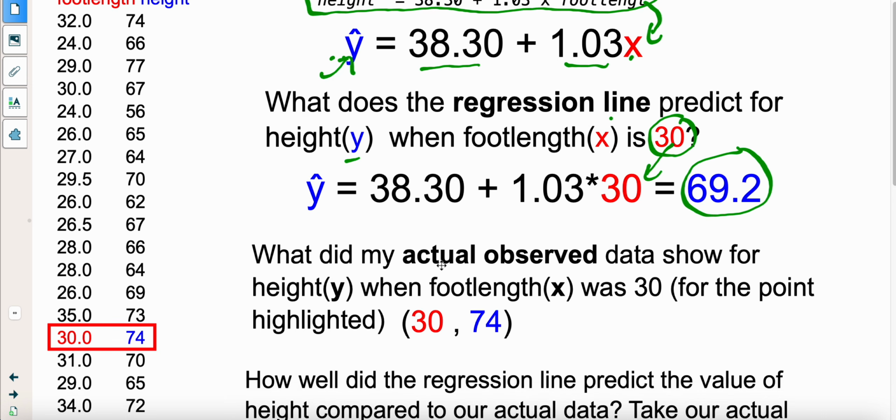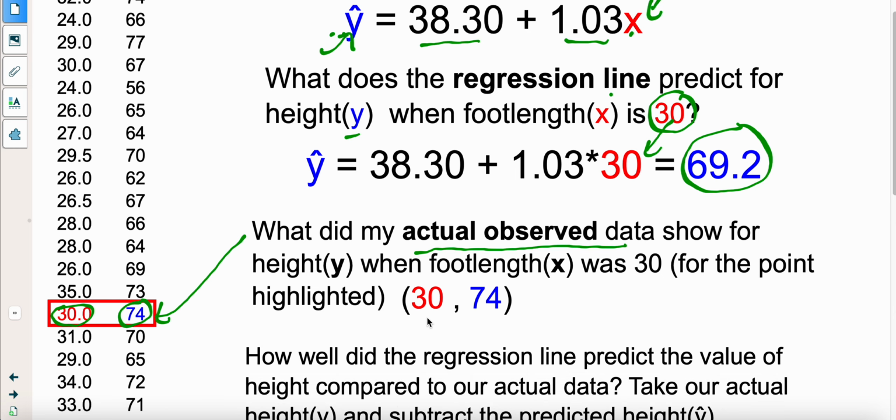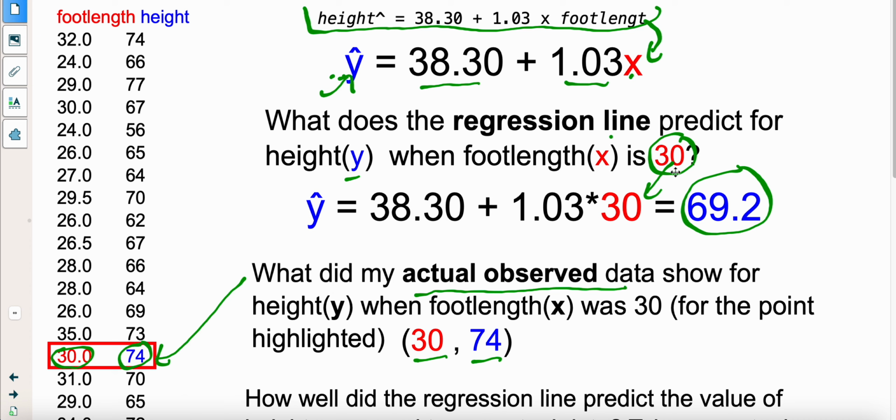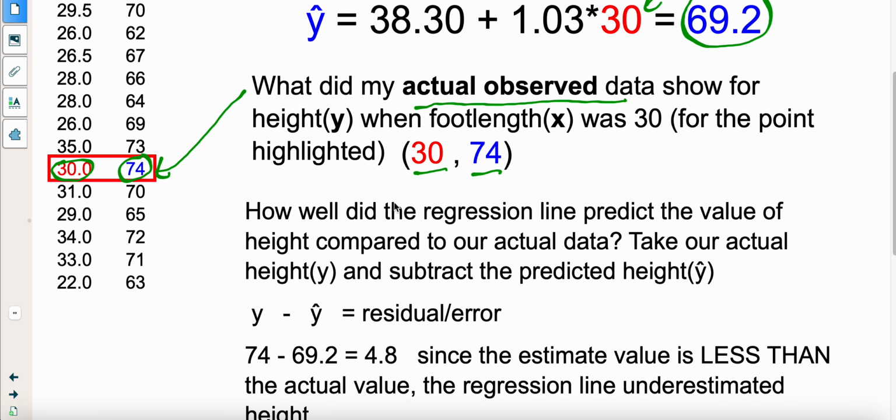What did my actual observed data show? Well, here's the particular data point I'm looking at, when this person's foot length equaled 30, their height was 74. I can write that as an ordered pair. My foot length is X, my height is 74, that's my Y. Okay, up here, my regression line predicted that when foot length was 30, that height is 69.2. How well did that regression line predict height when I compare it to my actual data?